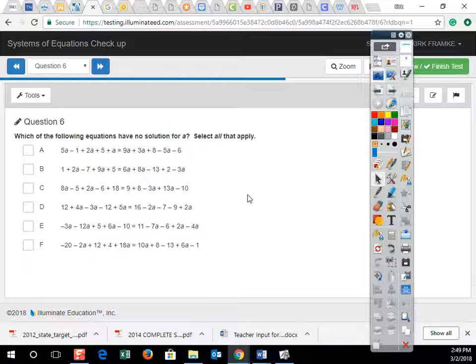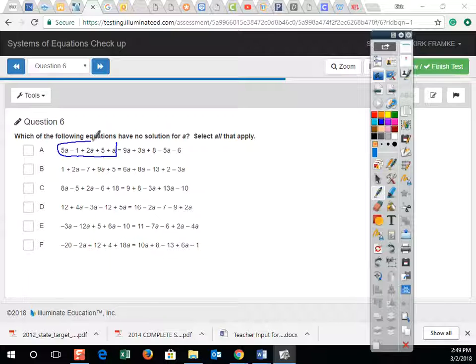Which of the following equations has no solution for a? So we need to go through and figure out which of these systems have the same equation. So let's put this together. We have 5a plus 2a plus a, so that's 5 plus 2 plus 1, that's 8a. And negative 1 plus 5 is plus 4.